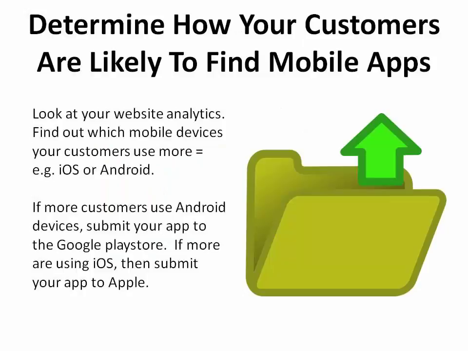Next, you should determine how your customers are likely to find mobile applications. This should be fairly easy to determine. Look at your website analytics. Find out which mobile devices your customers use more, Android or iOS. If the majority of your customers use Android devices, then you'll be submitting your app to the Google Play Store. If your customers use iOS devices, you'll be uploading your app to Apple.